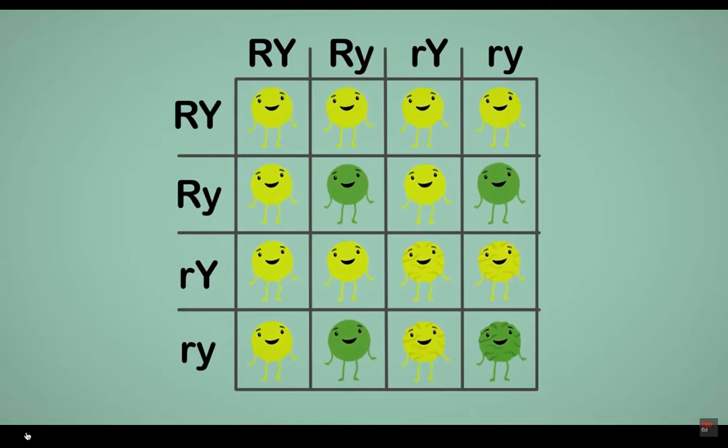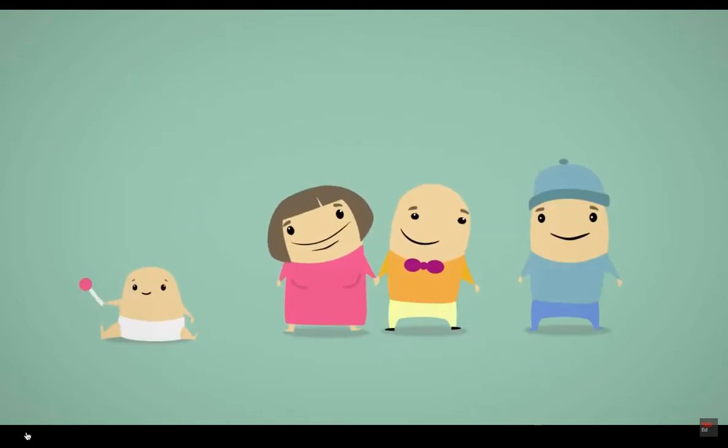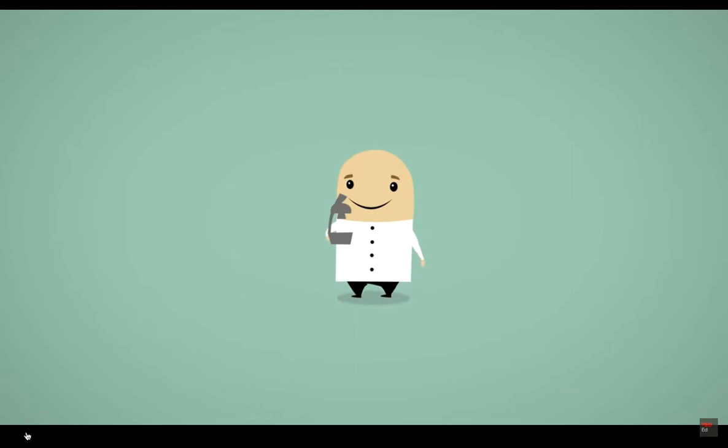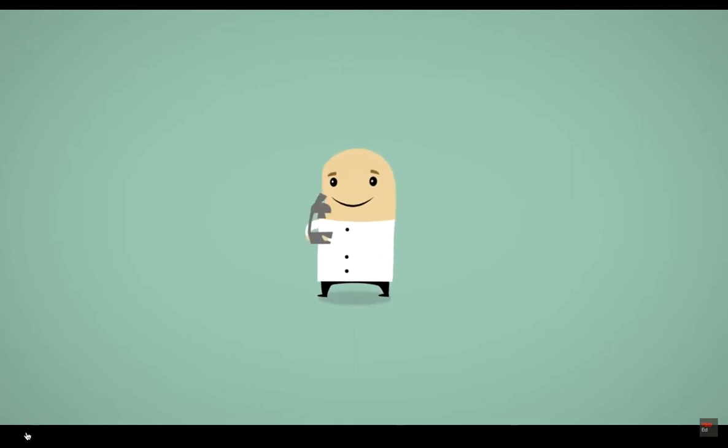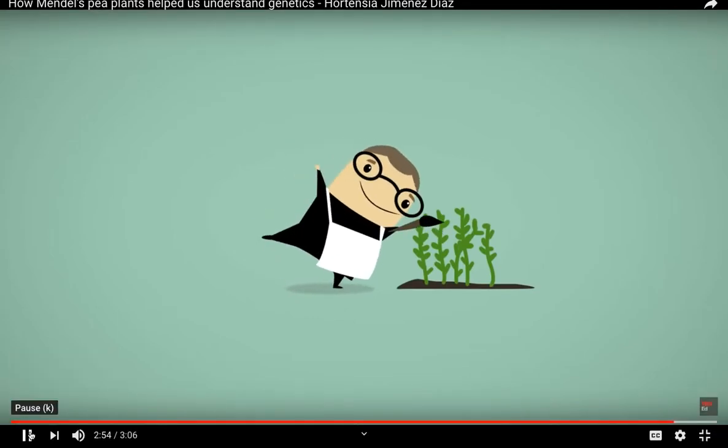And lots of things are more complicated than peas, like, say, people. These days, scientists know a lot more about genetics and heredity, and there are many other ways in which some characteristics are inherited. But it all started with Mendel and his peas.